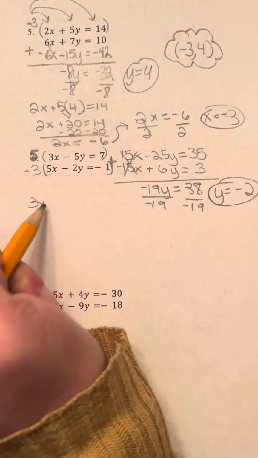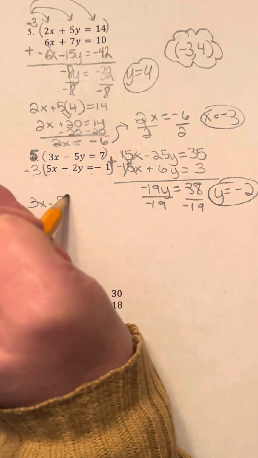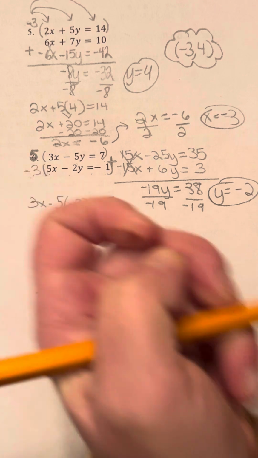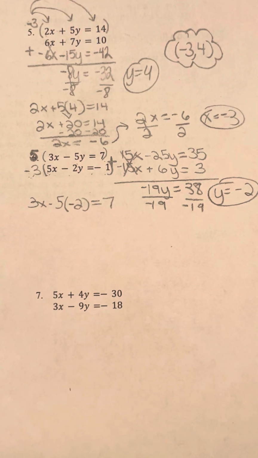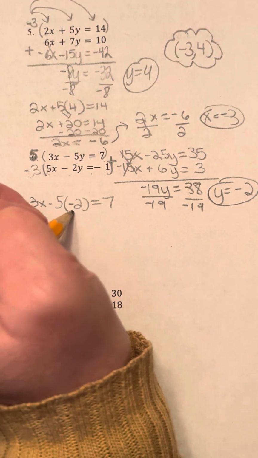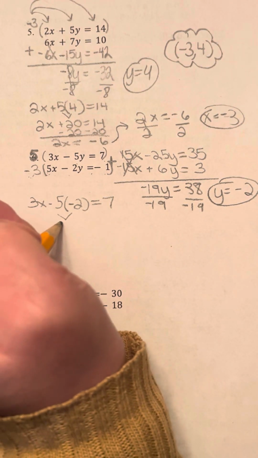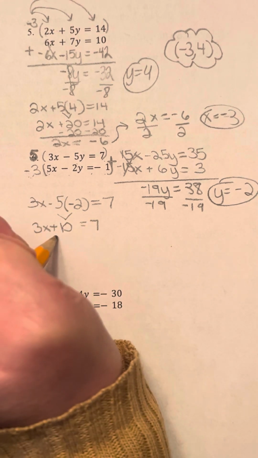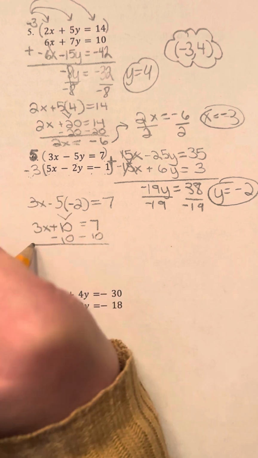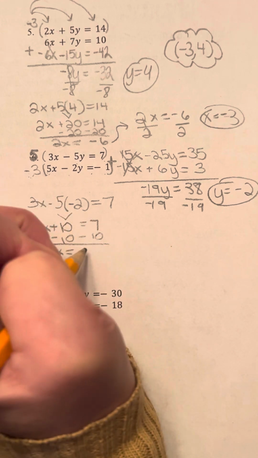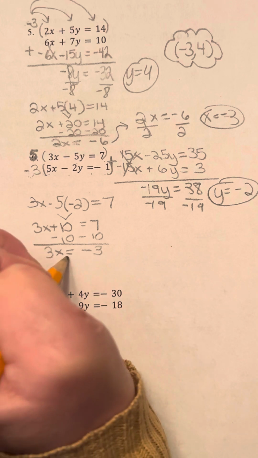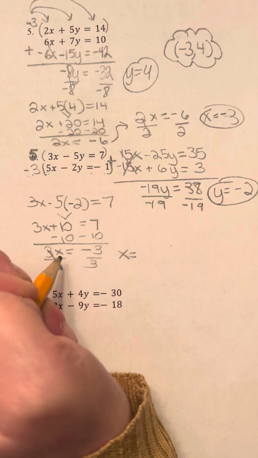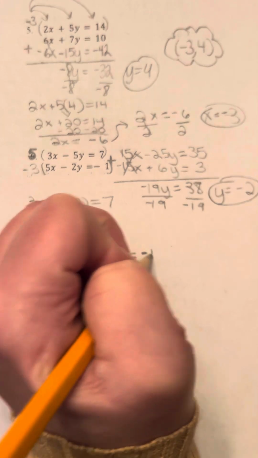So we're going to substitute. We get 3x minus 5, where y is -2, so I'm going to replace that with a -2 in parentheses, is equal to 7. So now I'm going to multiply what I've got. Negative 5 times negative 2 is a positive 10. We've got 3x plus 10 equals 7. We're going to subtract 10 on both sides. You're going to end up with 3x equals 7 minus 10, which is a negative 3. And then you're going to divide both sides by the 3 to get x alone. X is equal to negative 3 divided by positive 3, which is a negative 1.